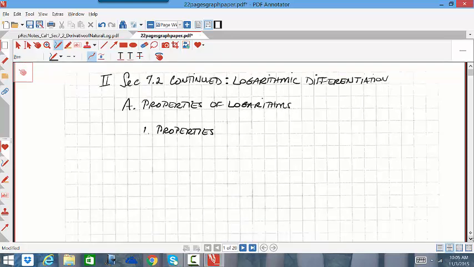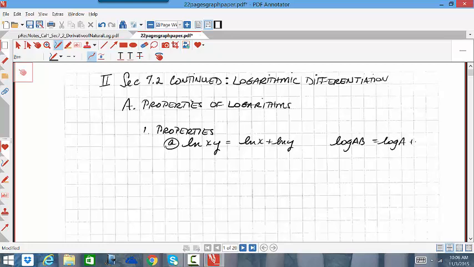The first property is that when you have a product, like the natural log of x times y, you can rewrite this as the natural log of x plus the natural log of y. When this was presented in college algebra, they used just the logarithm, log base 10 instead of log base e. So the log of a times b is the log of a plus the log of b. You can apply all the logarithmic properties also to natural logarithms, which we're going to see in this section.